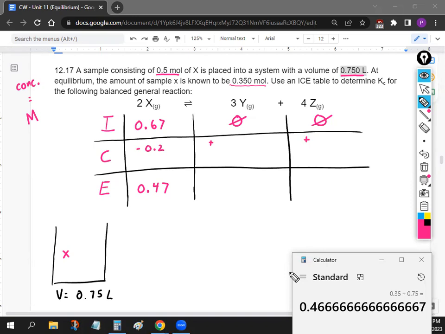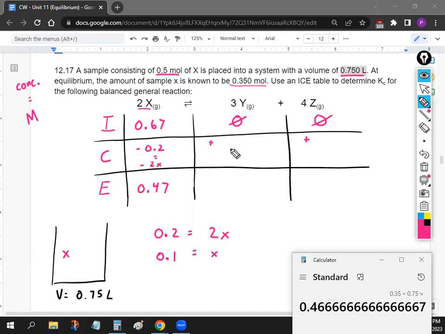Okay, but we need to know the stoichiometry. So if you take a look at the coefficient right here, it's 2. Every time 2 moles of X disappear, you gain 3 and 4 of these. So what that means is 0.2 is equal to 2X, the coefficient. That means for every mole that appears, it's going to be 0.1. So this is going to be equal to 2X. That makes sense. Two moles disappear, and that's going to total 0.2 molarity.